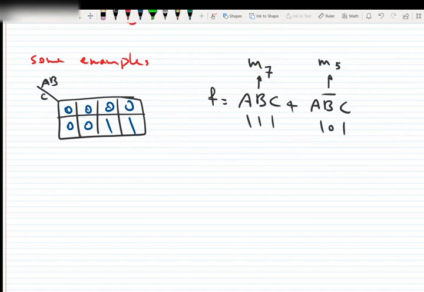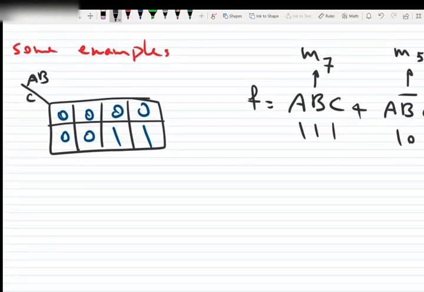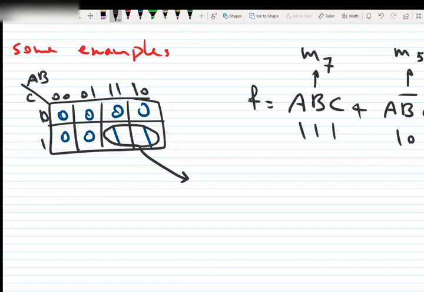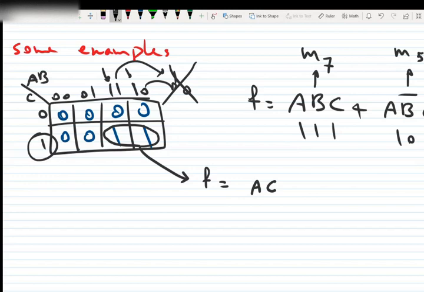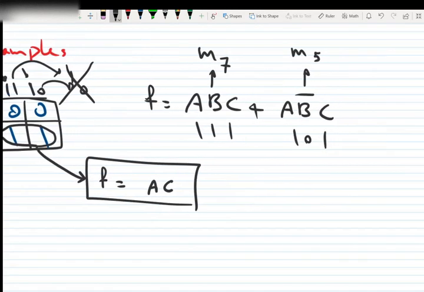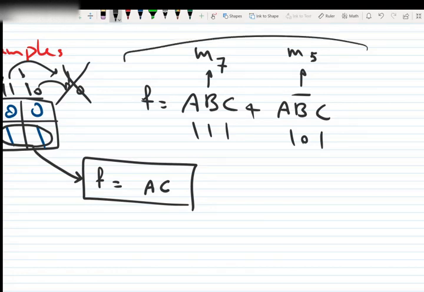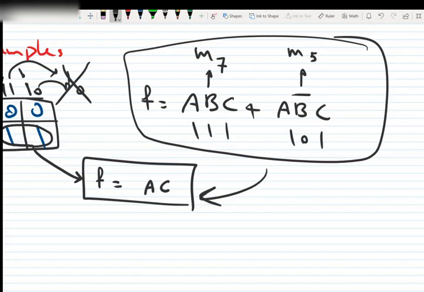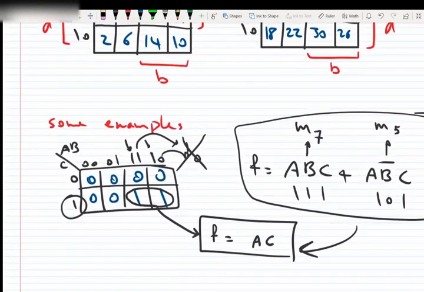Okay, so if we look at this K map, for example, we see that for both of these minterms, what is the C value? For both of these minterms, the C value is 1. So we can say C is 1. What about A and B? For both of them, A is 1. So A is 1, and B is different for both of them. B for one of them is 1, for the other one is 0. So B cancels itself. So we have AC. So the simplified version of this function is here. This is the way we simplify the function. I will tell you how to do that systematically.